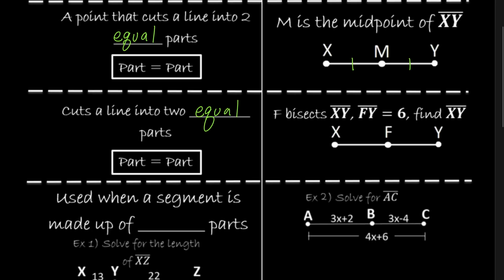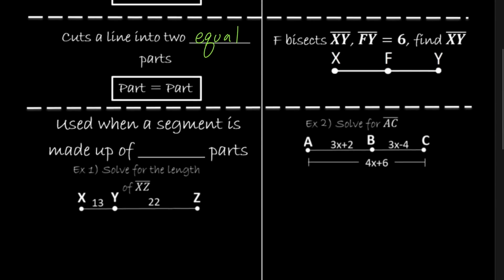All right. So now, F bisects XY. FY is 6 long. Find XY. So what does F bisects XY tell us? They're equal. So what can I draw on them? Tick marks. XF is congruent to FY. And it tells us FY is 6 long. So what else do I now know? XF is also 6.